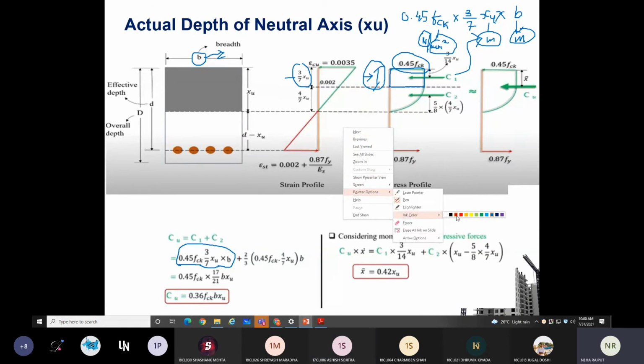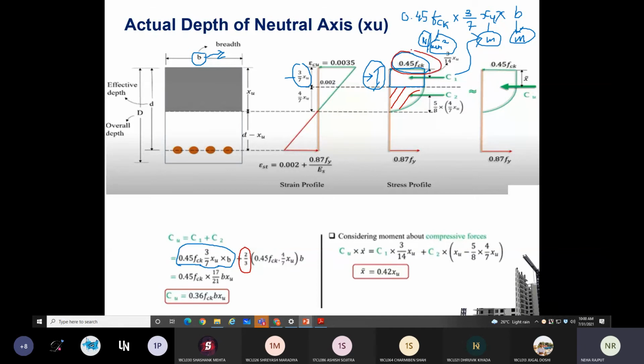Yes, ma'am. Now coming to this parabola. For this parabola, the area of the parabola is 2/3 of 0.45 fck, 0.45 fck into this depth distance. This depth is 4/7 xu, 4/7 xu into a parameter that I have to multiply, that parameter is it.